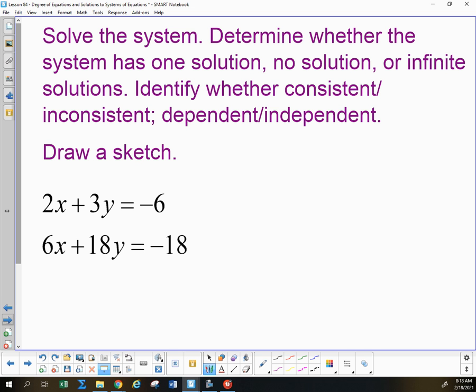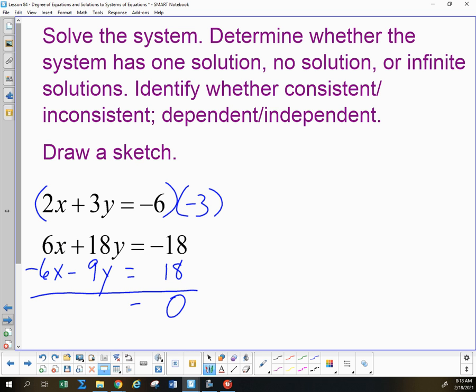Elimination. I kind of like elimination too. I really don't want to get y equals by itself and get some weird fractions or anything like that. So which variable do you want to get rid of? X. Okay, so if we get rid of the x, maybe multiply the top one by a -3, giving us negative 6x minus 9y equals 18. So 0 over here on the right.